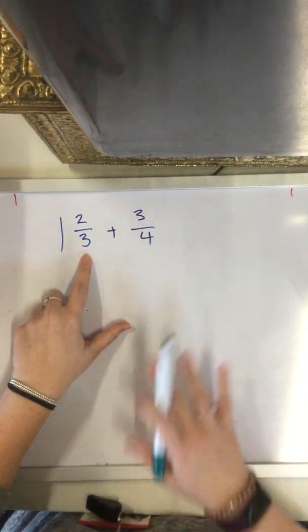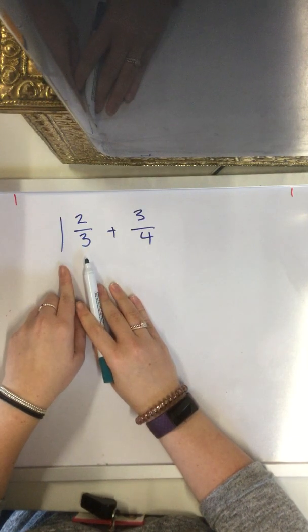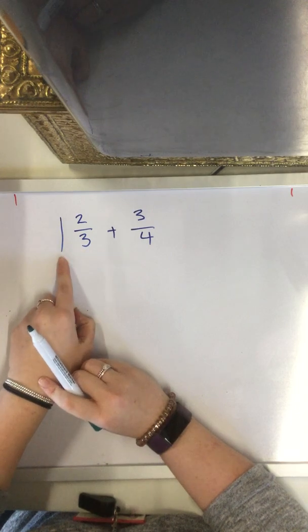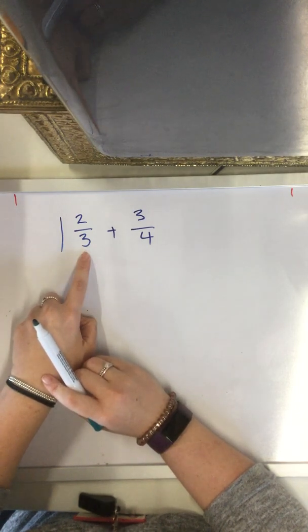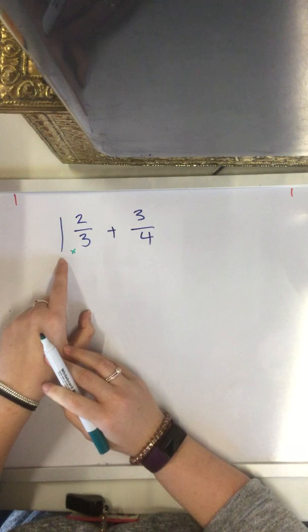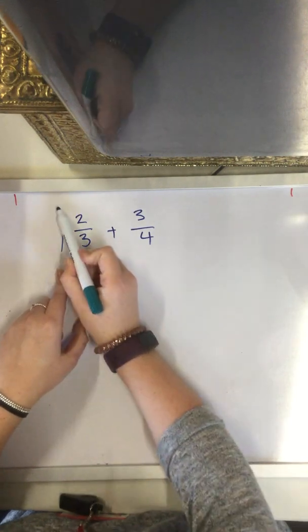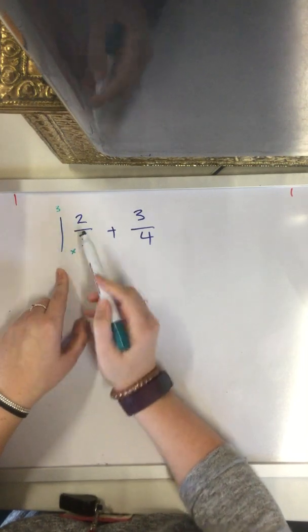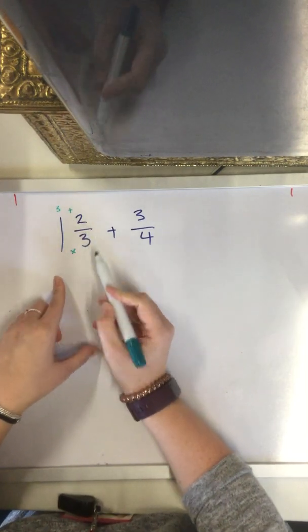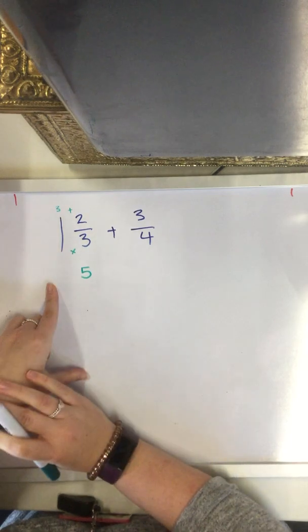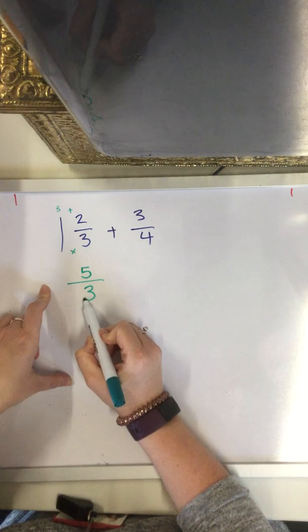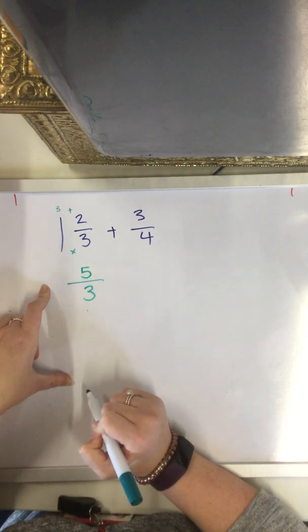Now, if you remember, to convert this into an improper fraction, we look at the denominator, and we multiply it by our whole number. So we've got 3 times 1, which is just 3. I'll pop it up here. And then we add on whatever is left over, which is 2. And that leaves me with 5. So we've got 5/3. We keep our denominator the same.